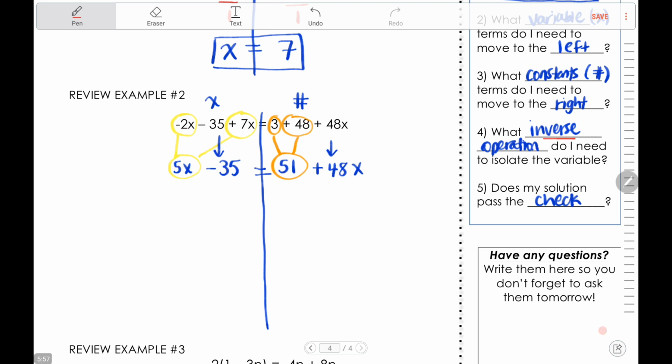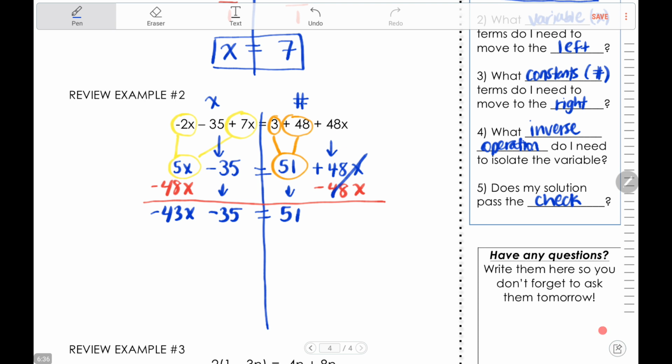So I need to apply the inverse operation to do that. The inverse operation of adding 48x is subtracting 48x. And I'm going to line it up with the 5x on the left. So when I now apply that inverse operation, 5x minus 48x is negative 43x. I'm going to bring down the negative 35 is equal to bring down the 51. Didn't work with that yet. And now this cancels out. Great. I think I'm done with the variable terms. Yep, everything is on the left-hand side.